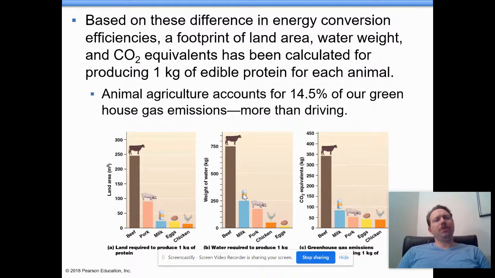So what can we do? Well, what's a baby step? We can just reduce the amount of red meat that we're eating, or again, go vegetarian. So this really decreases the CO2 produced in the atmosphere, and animal agriculture accounts for about 14.5% of all greenhouse gases. It's more than driving.